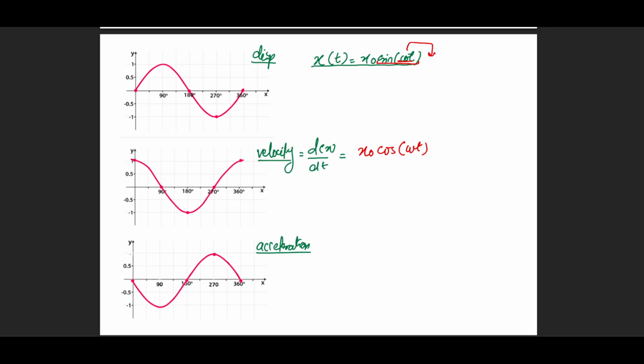And then we have to take the derivative of the angle as well, because the derivative we are taking is with respect to time, and that t value exists in the angle. So then we take the derivative of this, that becomes simply omega. So this equation comes down as x naught omega cos of omega t.